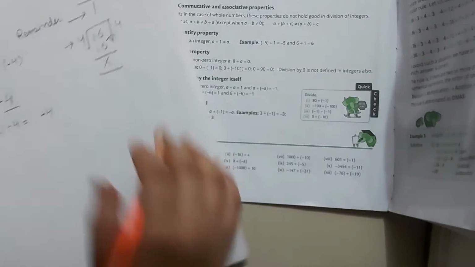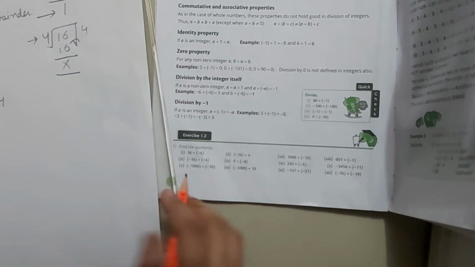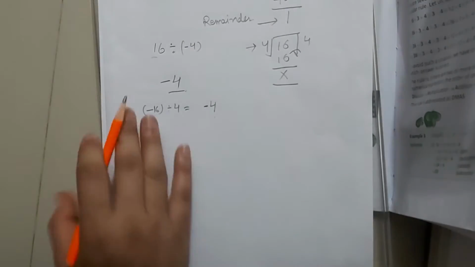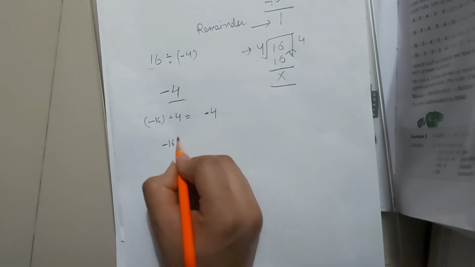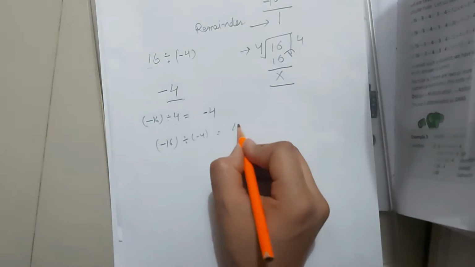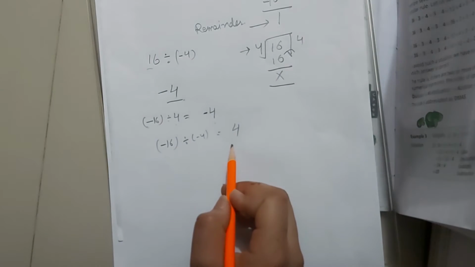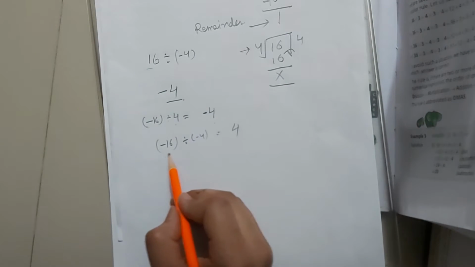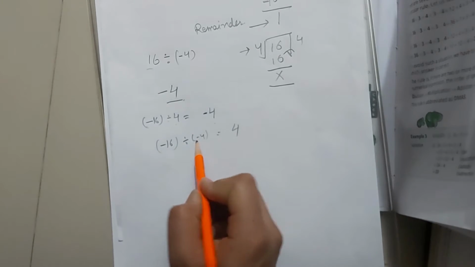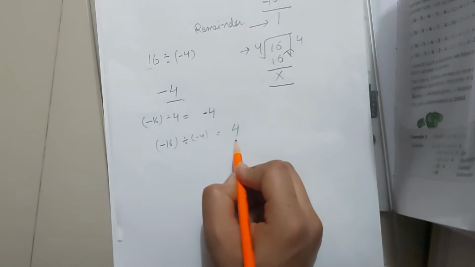In our next question, let me take an example. Minus 16 divided by minus 4. The answer is 4 itself, because we have read that if the divisor and dividend have the same sign, then our quotient will be positive.